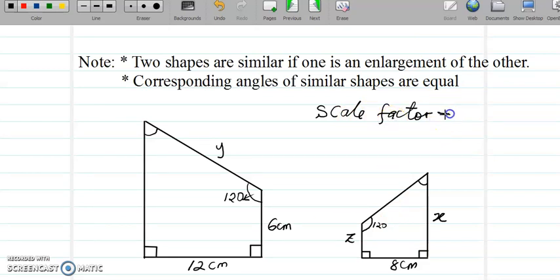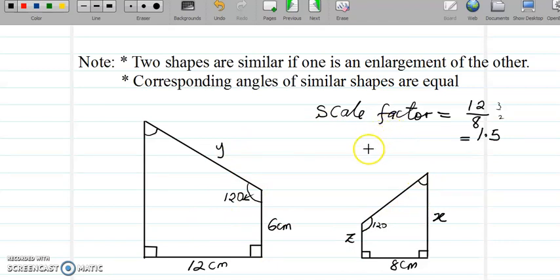Our scale factor here is the big shape divided by the small shape. So we have 12 divided by 8, which is 3 over 2, that is 1.5. So the scale factor is 1.5. In this case, since we have found the scale factor, we can find any other side we have.